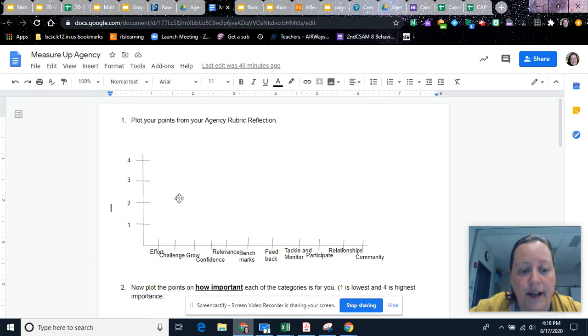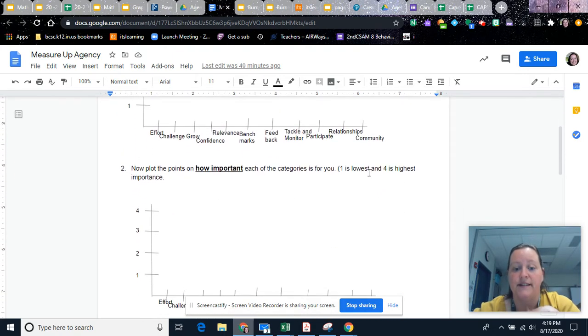Then you want to go through and you want to connect those points. Make sure you go in order, start at effort, and connect the points all the way across the board until you get to the impacting community. That's how you do number 1. So that's just going to be a quick snapshot of what your agency rubric looks like right now.